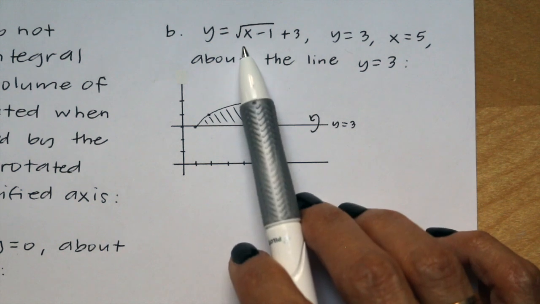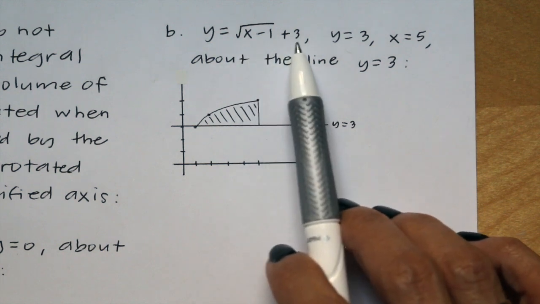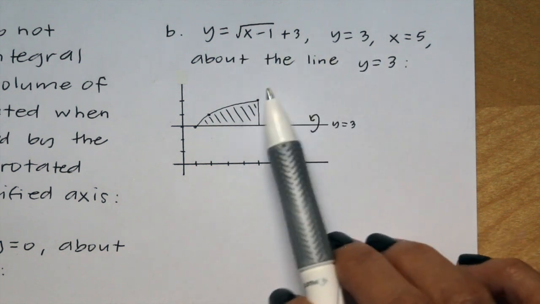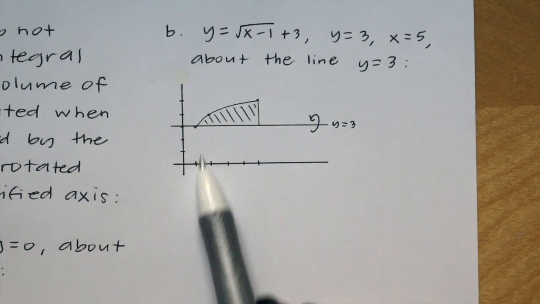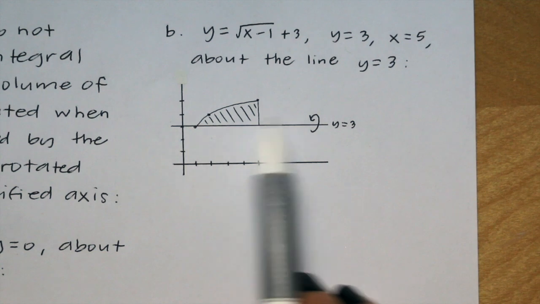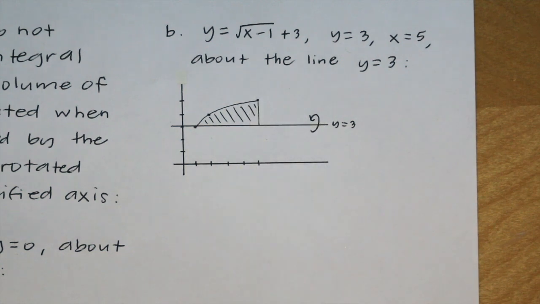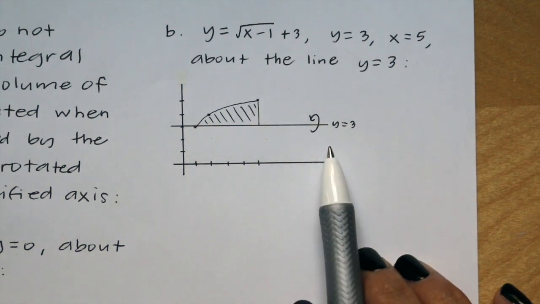For this problem, we have y equals the square root of x minus 1 plus 3, y equals 3, x equals 5, about the line y equals 3. So I have the square root graph shifted right 1 and up 3. Then we have the line y equals 3, x equals 5. Since we're rotating around a horizontal line, it's a dx problem.